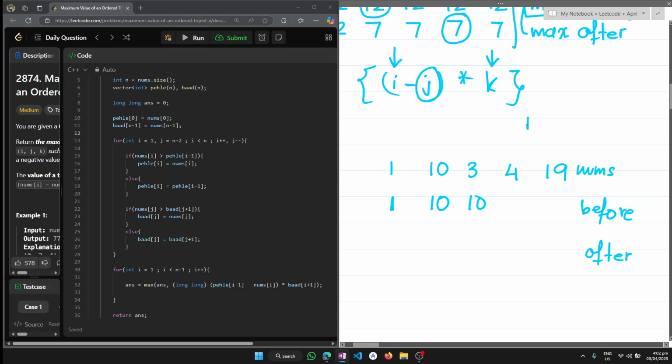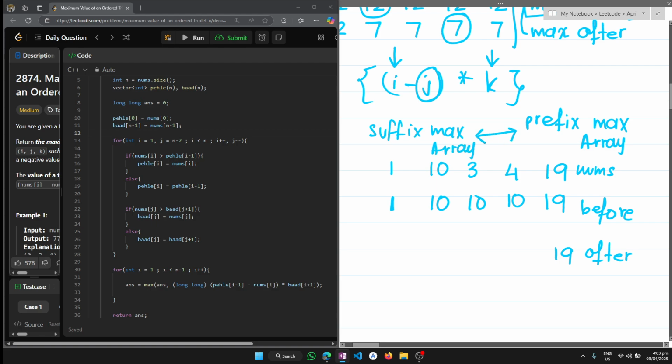So what I'm basically doing is I'm finding out the prefix max array, isn't it? The prefix max array. Over here it's going to be 10, over here it's going to be 19, because obviously 19 is greater than 10. Similarly afterwards, so I take 19, this is actually the suffix max array. Okay, this is the suffix max array, and I'm letting you know these technical names so that you can explore these concepts on your own as well.